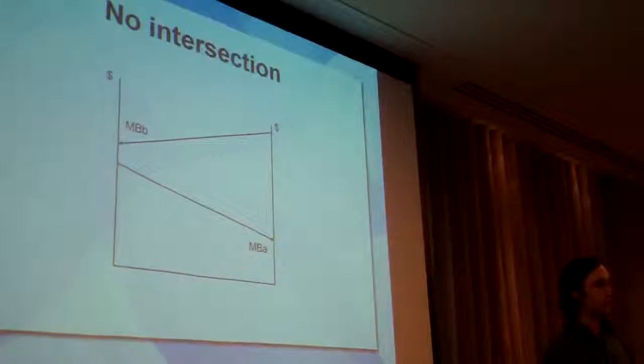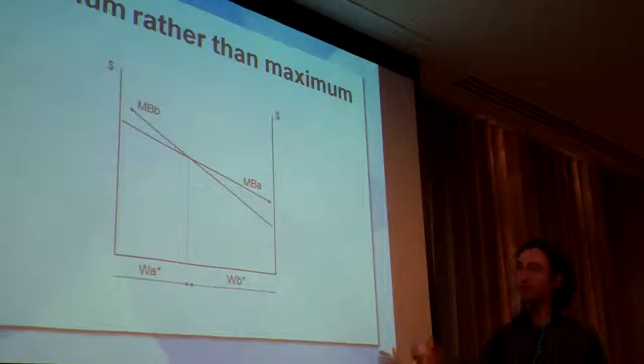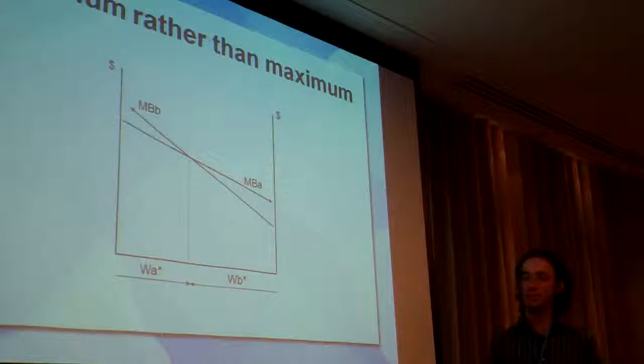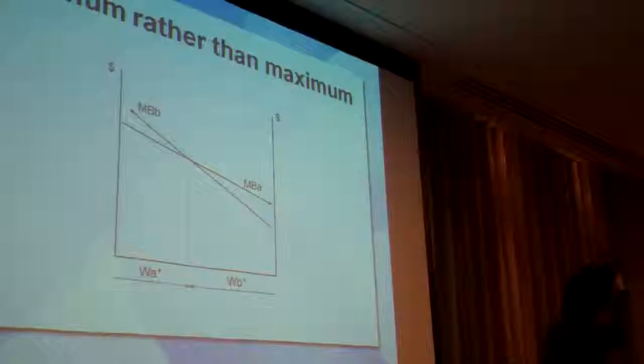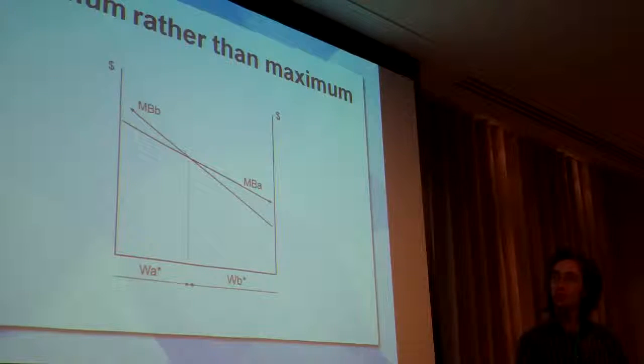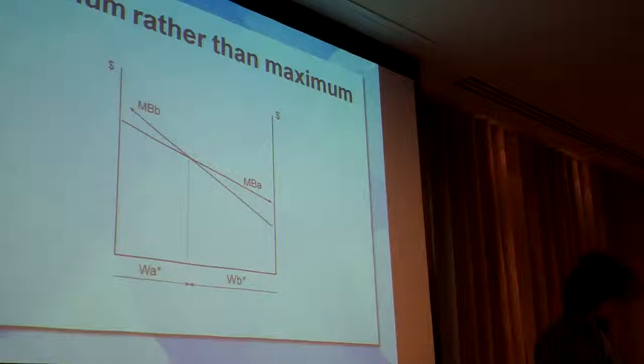Or what happens if one or both of the marginal benefit curves are upward sloping? In that case, it's possible that the intersection between the marginal benefit curves is a minimum rather than a maximum. And so, inframarginal economics allows us to deal with these sorts of problems. The question is, is it worth the effort?